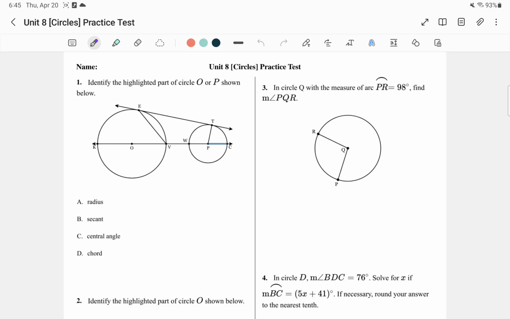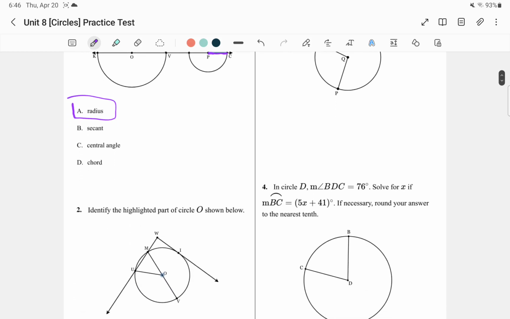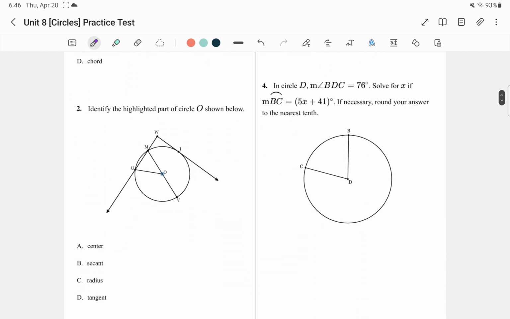So, number one says identify the highlighted part of circle O or P shown below. And this actually looks just like the practice quiz. They give you another radius. From here to here, from the center to the edge of the circle, would be the radius. All the way through the center would be the diameter. You just have to review those vocabulary words for the other parts of the circle, but yeah, number one is radius. For number two, again, the highlighted part. Again, pretty simple. This in the middle is the center.